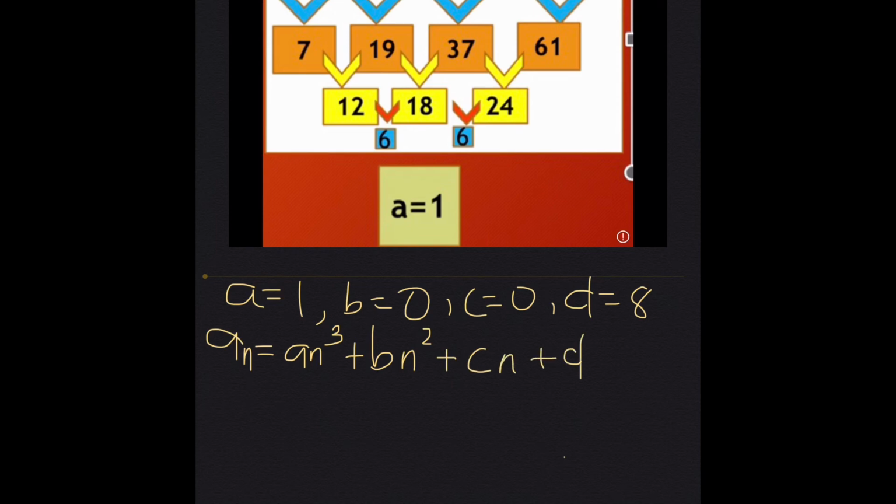Substitute the values of a, b, c, and d in this form. We have a equals 1, b equals 0, c equals 0, d equals 8. So we have the explicit formula for this sequence as a sub n is equal to n cubed plus 8.